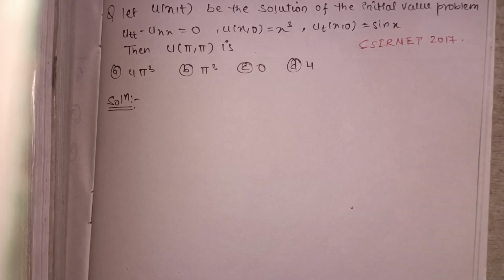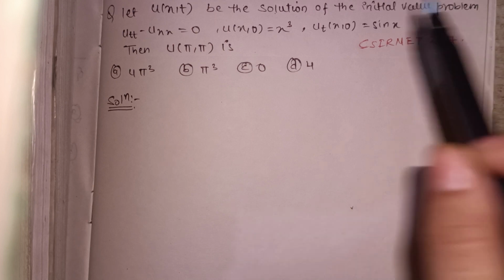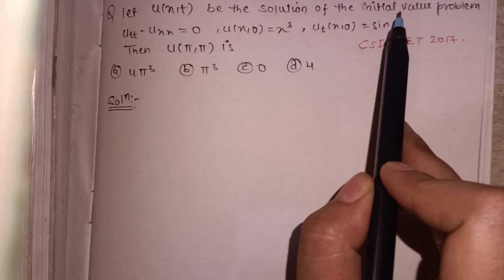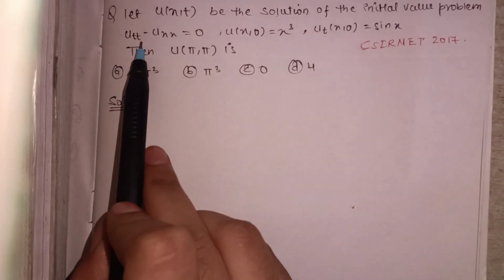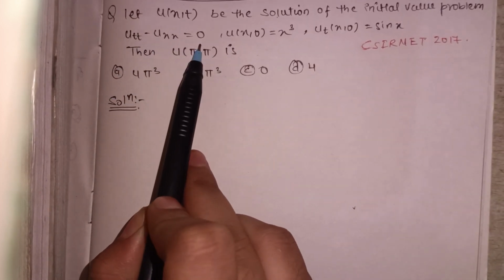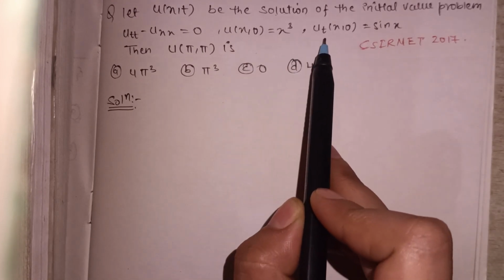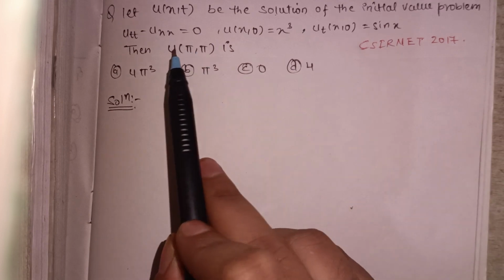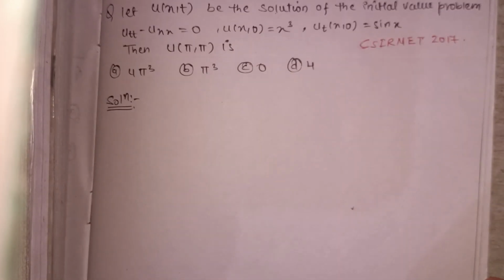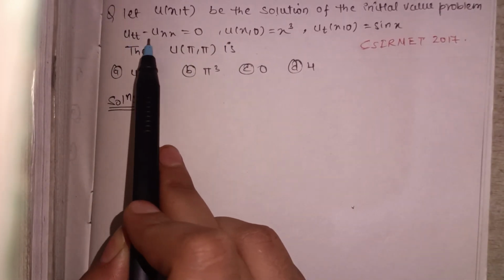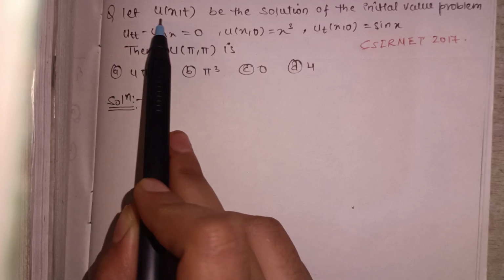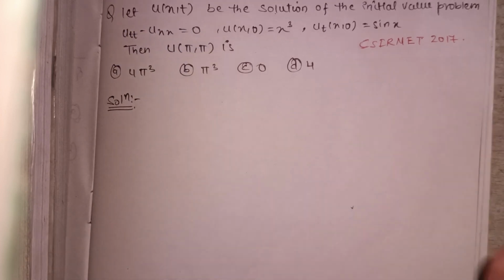In this video lecture I am going to discuss the PYQ of partial differential equation asked in CSIR NET 2017. So our question is: let u(x,t) be the solution of the initial value problem u_tt minus u_xx equals 0, u(x,0) equals x cube, u_t(x,0) equals sin x, then u(pi, pi) is. So this is the partial differential equation, and this type of equation is a wave equation.